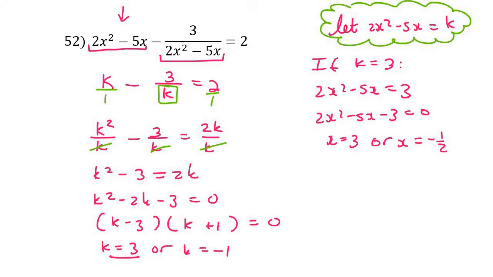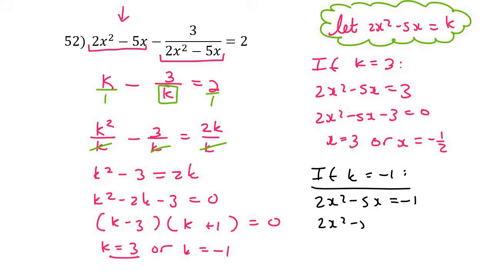Then we're going to use the other k value, so we can say if k equals negative 1, then 2x squared minus 5x equals negative 1, and so 2x squared minus 5x plus 1 equals 0, and then we use the quadratic formula again, and so x is going to be 2.28, or x is going to be negative 0.22. Alright, and so there's 4 different answers.